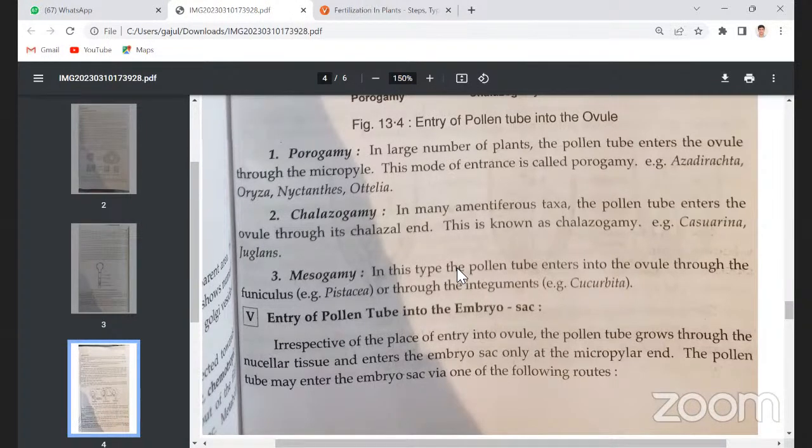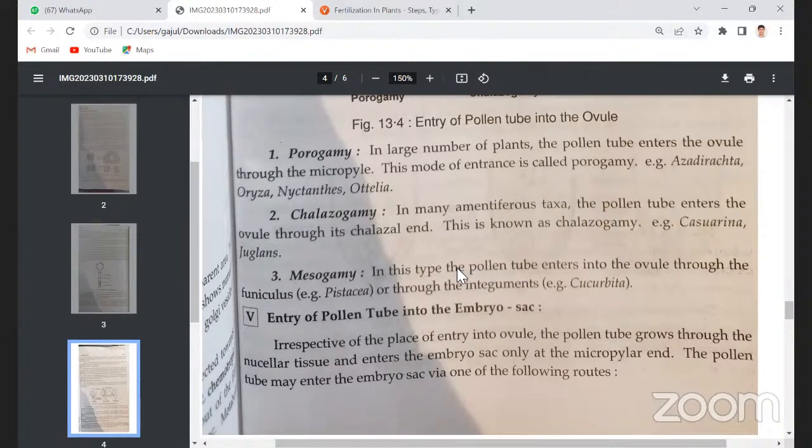These are the three types of entry of the pollen tube into the ovule: porogamy, chalazogamy, and mesogamy. What is the meaning of porogamy? In a large number of plants, the pollen tube enters the ovule through the micropyle. This mode of entrance is called porogamy. Examples are Azadirachta, Oryza sativa, Nyctanthes, Ottelia.